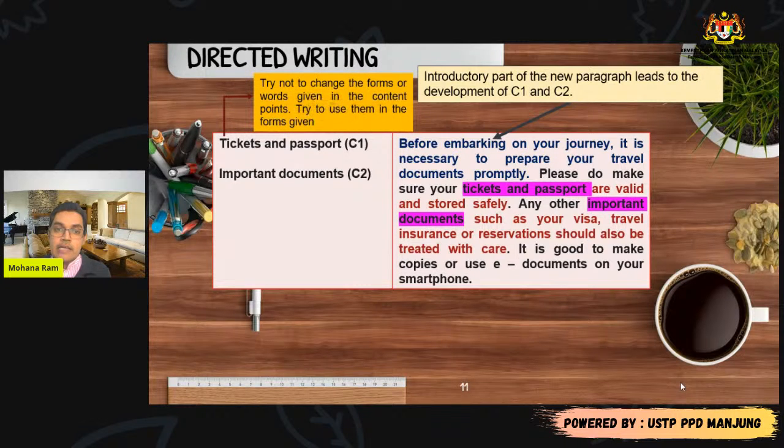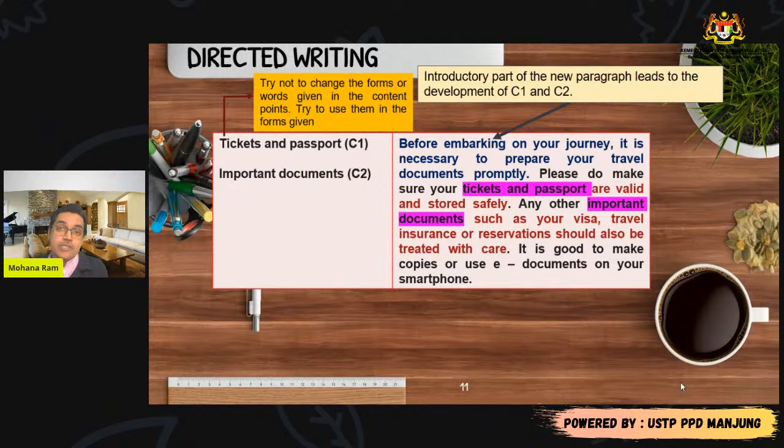When you write your essay, especially for directed writing, a lot of students like to change the forms of words given in the content points. Try not to change them. It's not that you cannot do it, I didn't say you cannot. I would advise don't do it. Why? Some students are very smart, and when they change it into a different word, they lose marks.